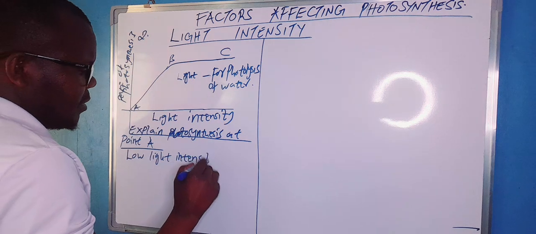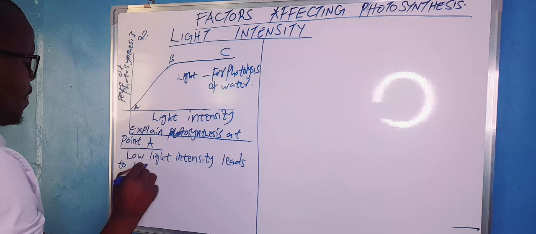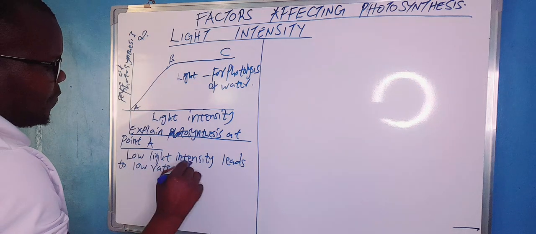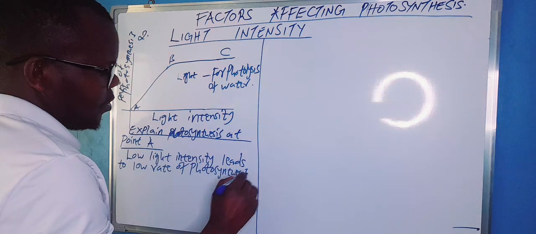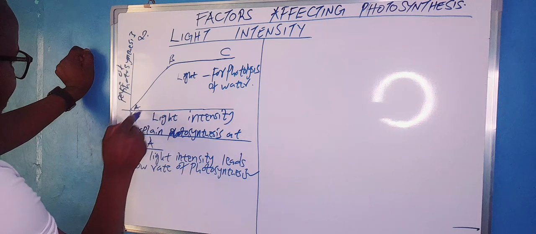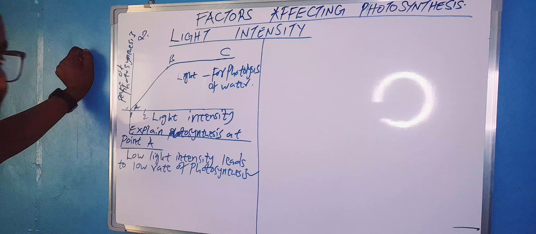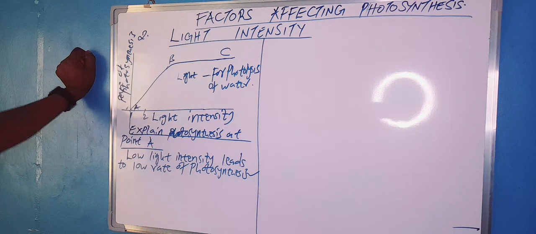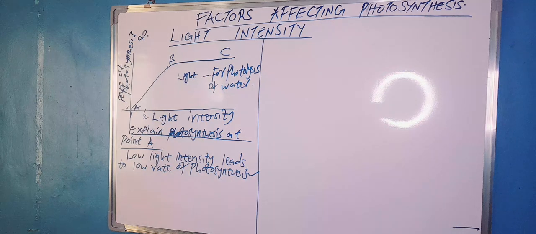leads to low rate of photosynthesis. I don't know if you are getting this one. When you check this one, let's say this one is 1, 2, as we continue, then this one you can check it's around 0 point something. So with the low light intensity, you will be given values. Mine is just a sketch. So we are saying when the light intensity is low, the rate of photosynthesis will also be low.